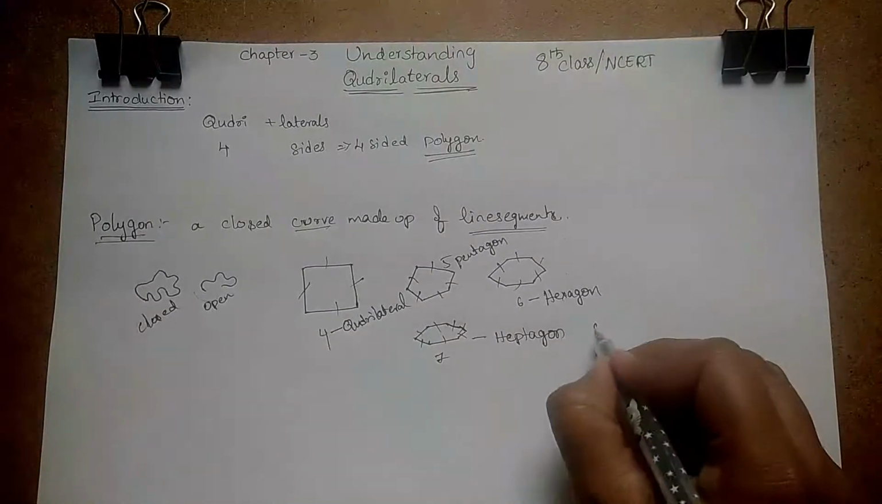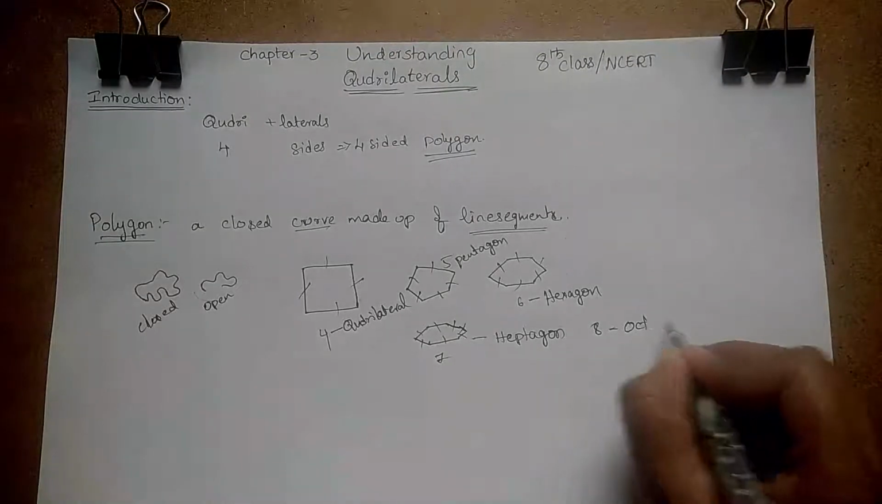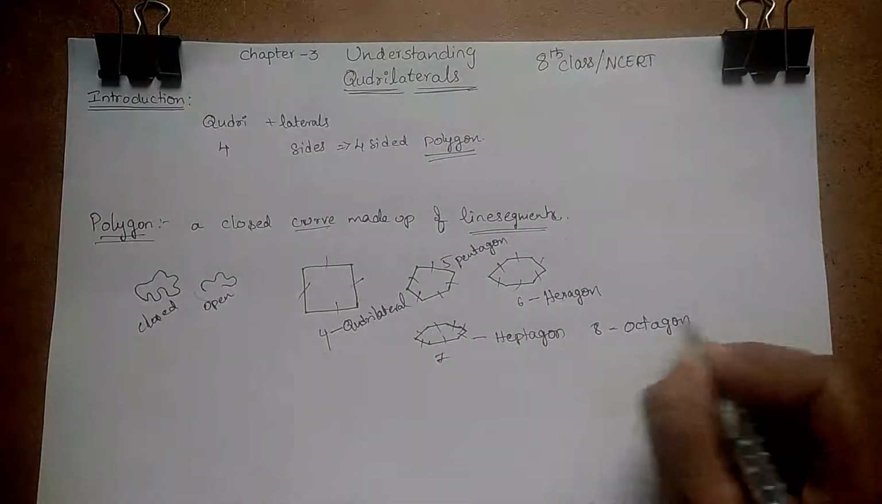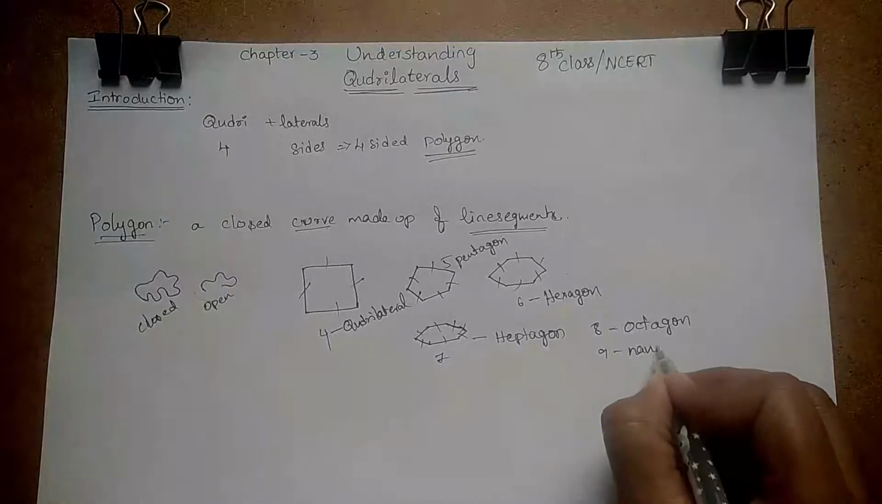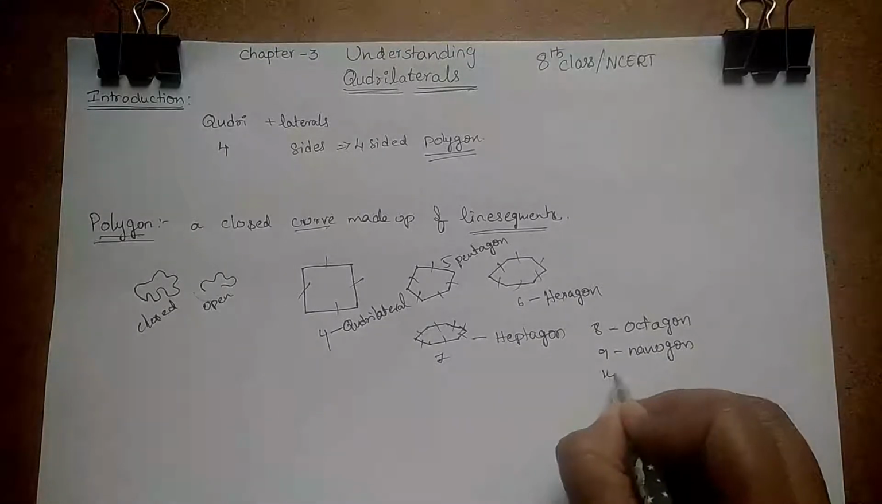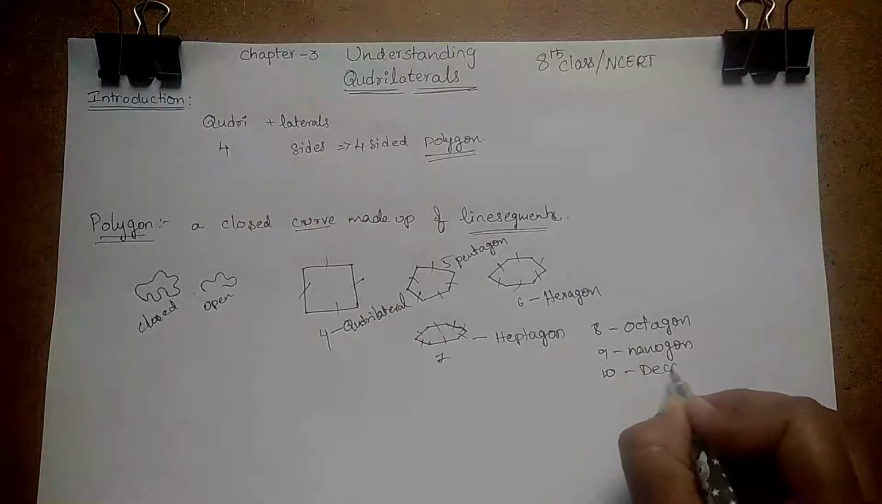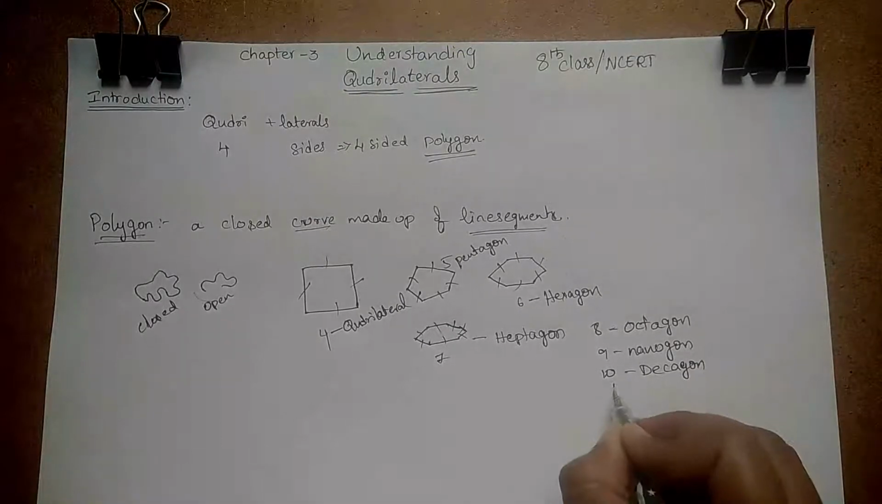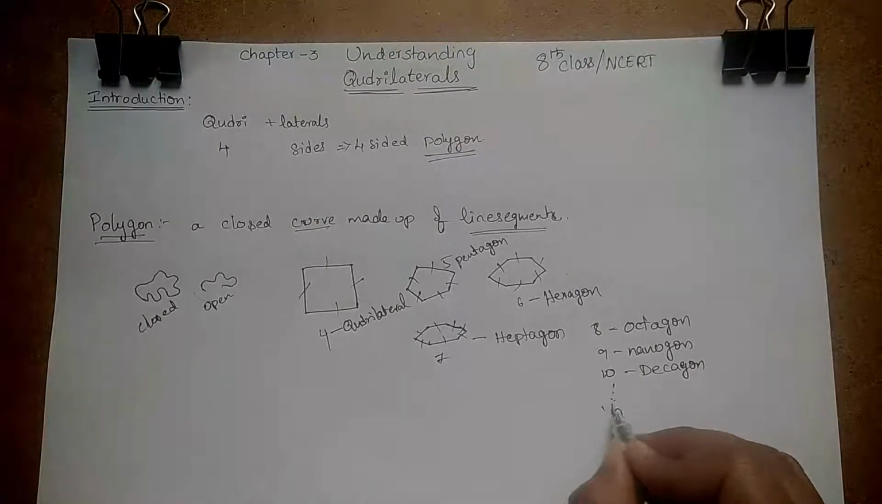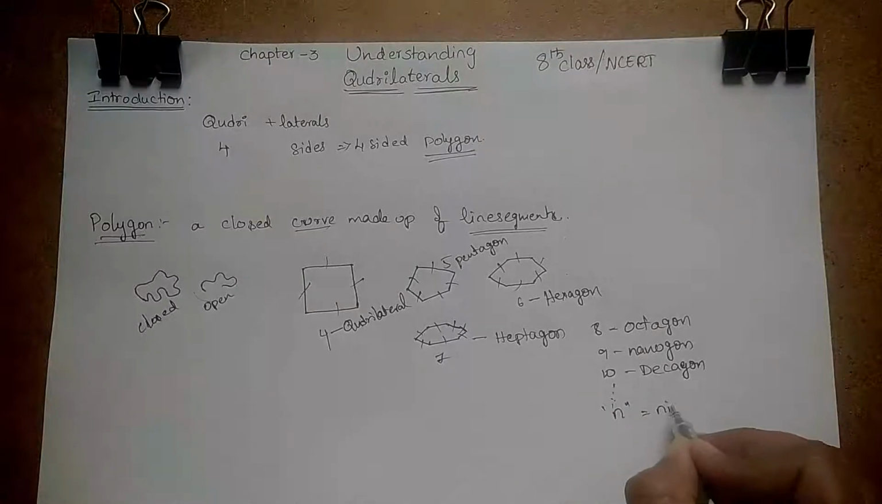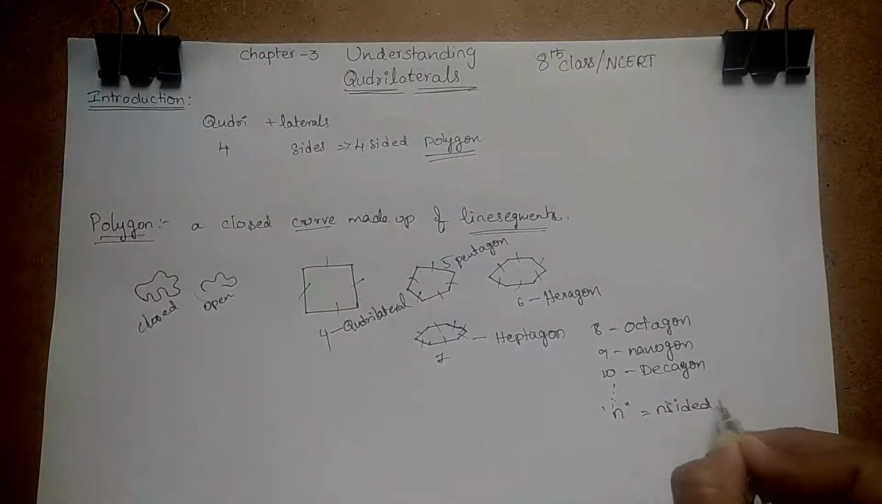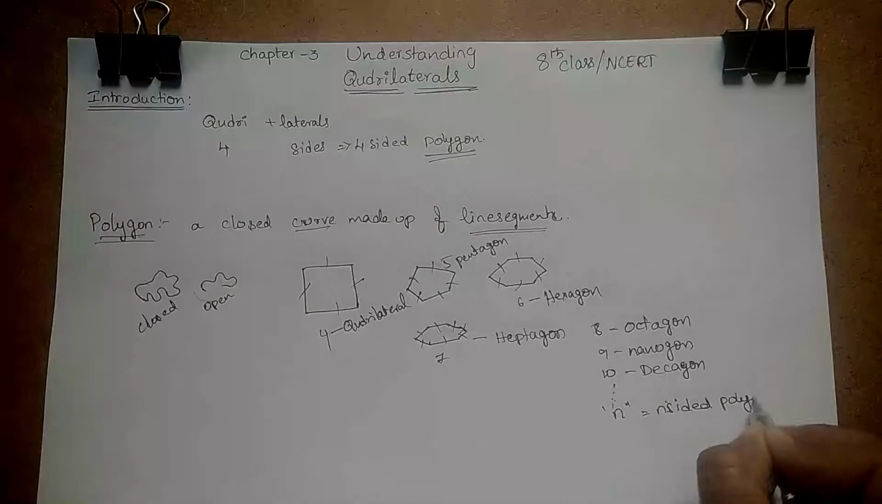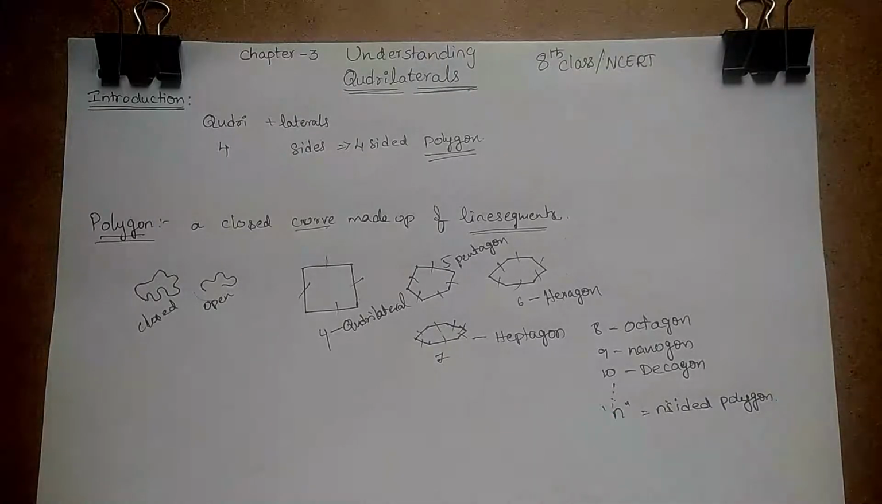If you have 8 sides, that is said to be an octagon. If you have 9 sides, a nonagon. And if you have 10 sides, it is a decagon. Similarly, as the number of sides increases, that is said to be an n-sided polygon. So this is about polygons based on sides.